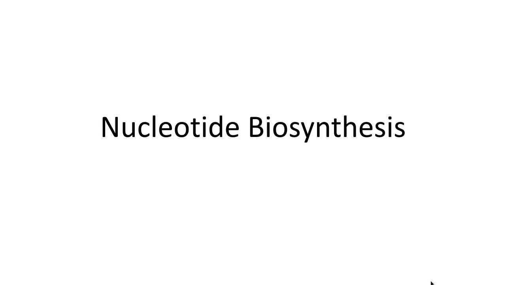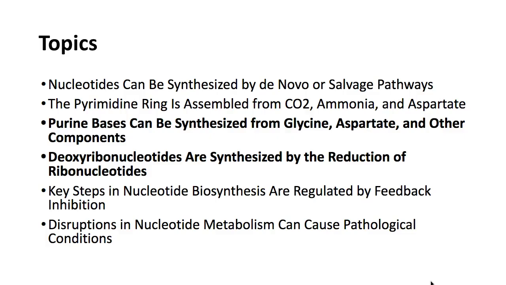Hello class. So this is the second part of the series Nucleotide Biosynthesis. And so we are going to cover the topics of purine bases can be synthesized from glycine, aspartate, and other components. And the other topic will be deoxyribonucleotides are synthesized by the reduction of ribonucleotides.